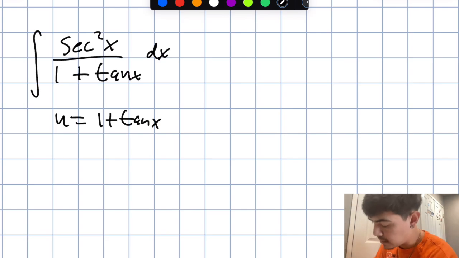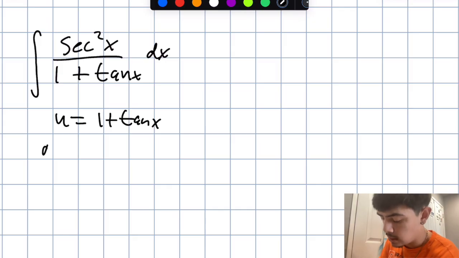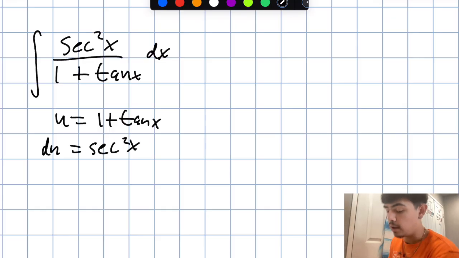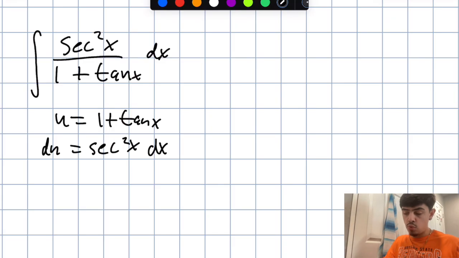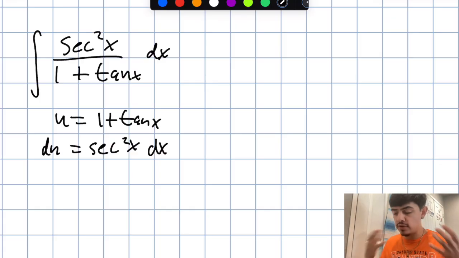So let's go: u equals 1 plus tangent x, derivative of both sides. 1 just turns to 0. Tangent turns into, the derivative of tangent is secant squared. And if you don't know how I got that, I recommend keeping a table of derivatives by your side when practicing these, because over time you'll just memorize it. You could derive the derivative of tangent; it just takes longer. If you just remember that it's secant squared, perfect.